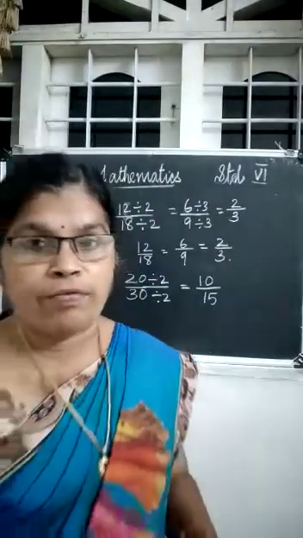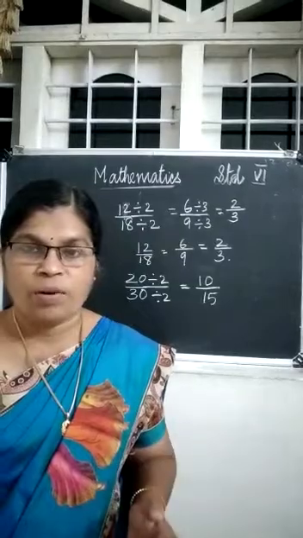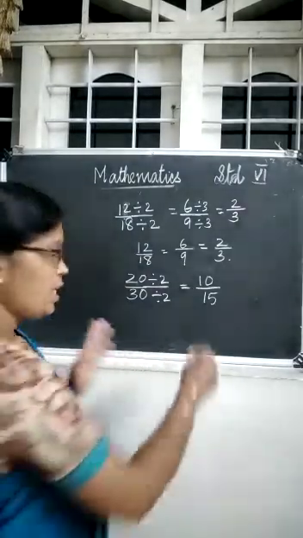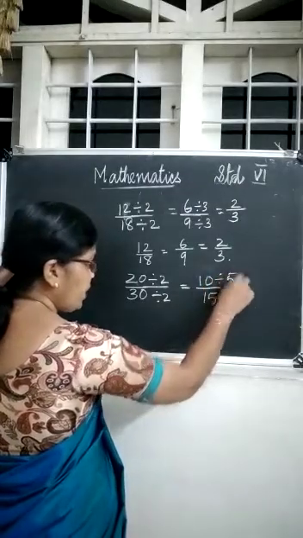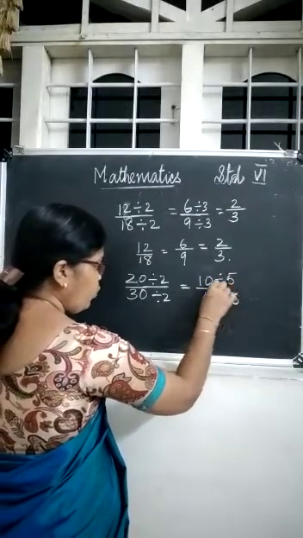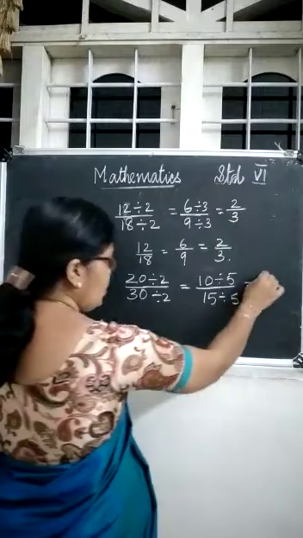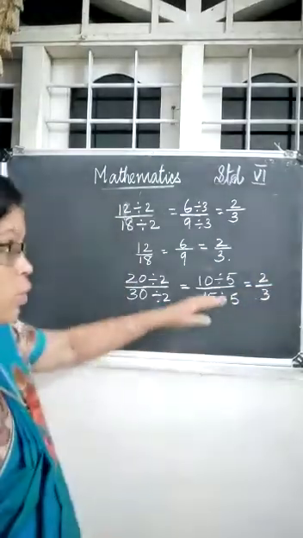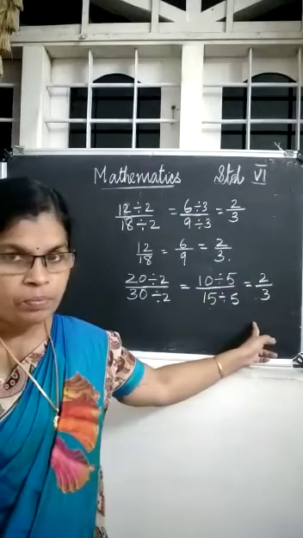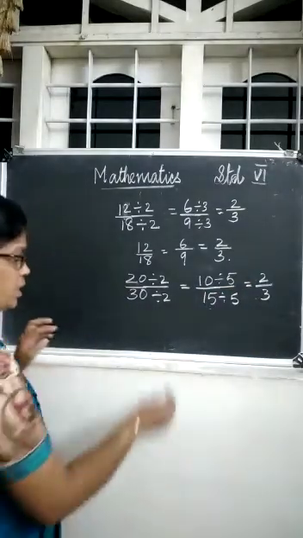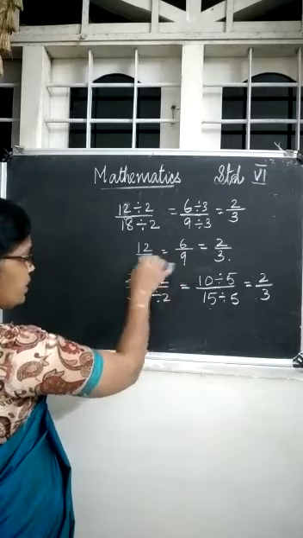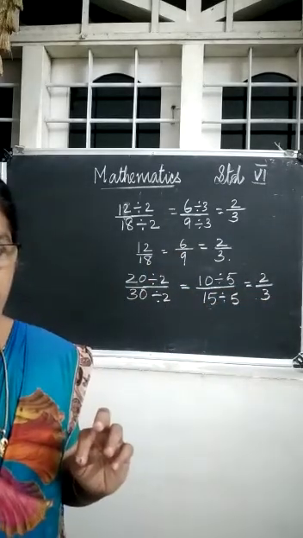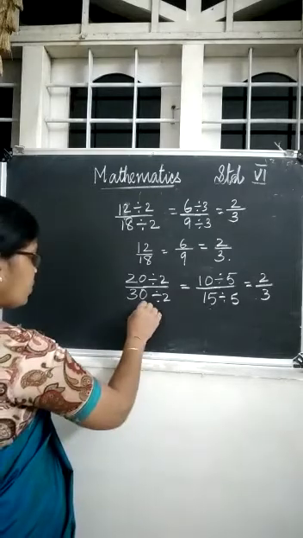Again in 10 and 15, a common factor is there. What is the common factor? 5 is the common factor. We can divide 10 and 15 by 5. 10 divided by 5 and 15 divided by 5. What is 10 by 5? In 10 how many 5s? 2 5s are there. In 15, 3 5s are. See, we got 2 by 3. So when we divide by the common factor, after that there is no other common factor to divide. Isn't it?